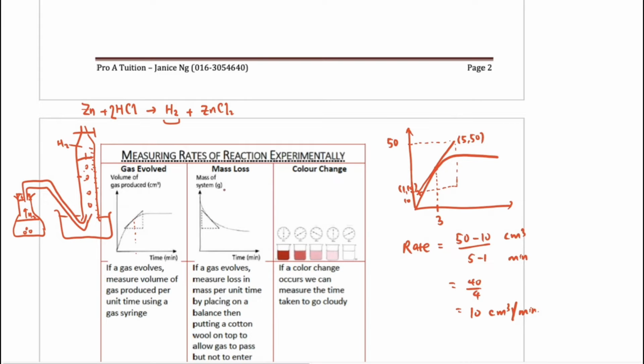Okay, sir. Now here we have the second way to measure the rate of reaction. We call this mass loss. For example, you are burning an alkane, let's say C8H18. C8H18 is actually an alkane. Alkane is something like fuel, like petrol. Okay, you burn it. That means you make it react with oxygen. Then they form carbon dioxide and water.